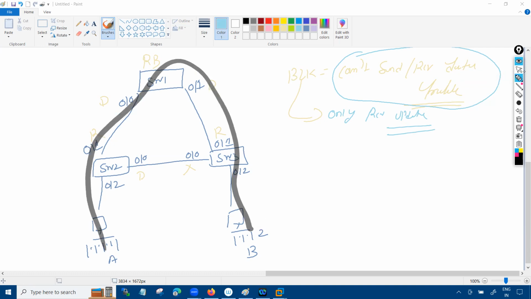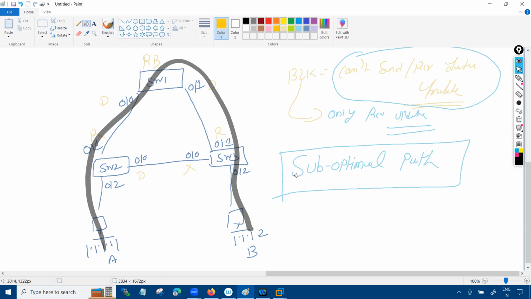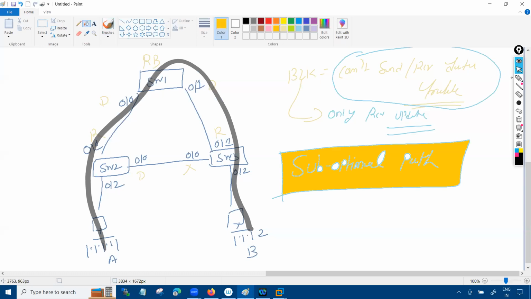What is this called now? Suboptimal path. Suboptimal path means what? If you see my network right now, my best path is what? I can directly go from here to there. Try to understand it this way. Take an example, this switch is in Delhi, this switch in Mumbai, and this switch in Gurgaon. Understand the concept right now.